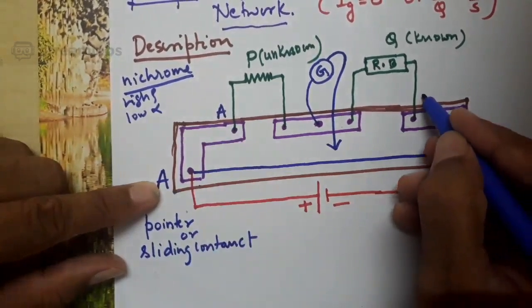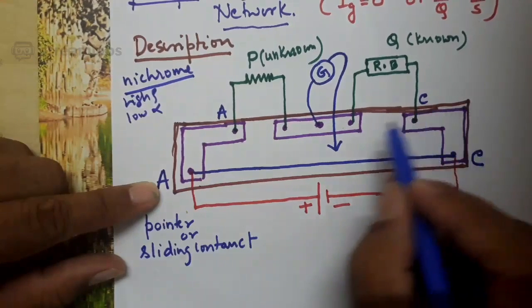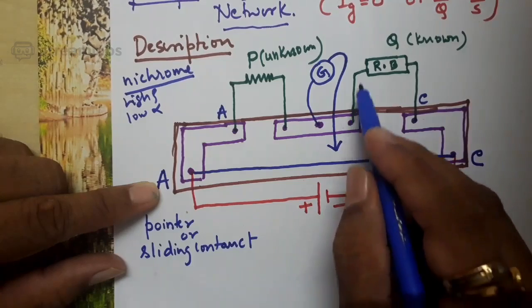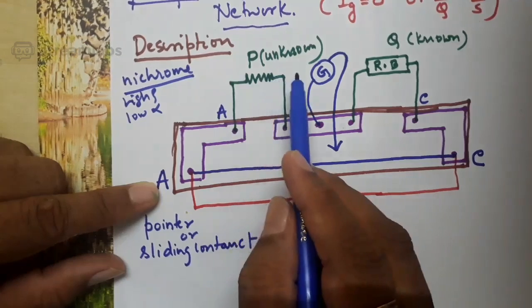When this is C, can I say even this point is also at C? Because they are also on the same metal strip. When this is C, can I call this as C? Obviously not, because there is a resistance box. When this is A, can I call this as A? No, there is a resistance. I hope you are able to follow.